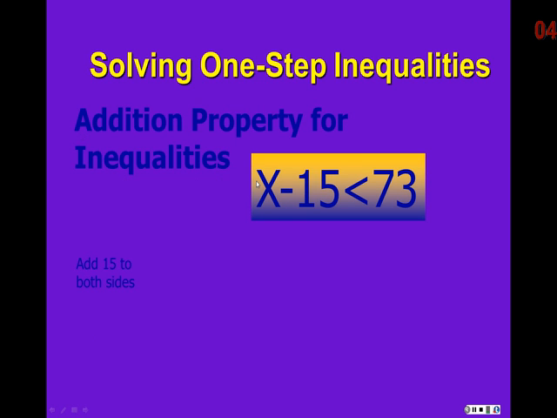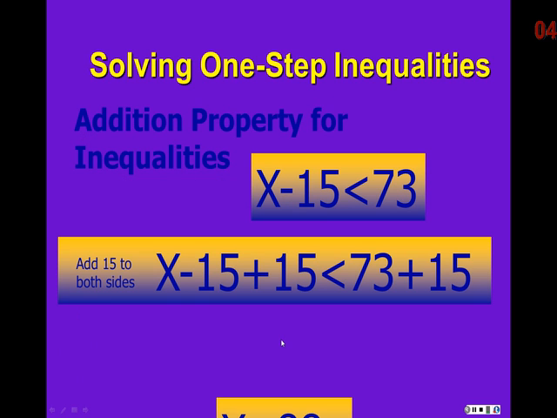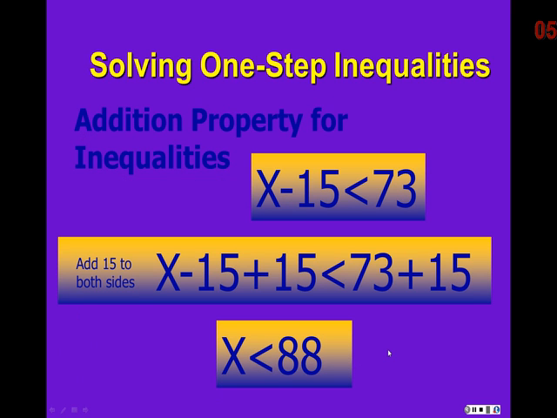for inequalities, if I have x minus 15 is less than 73, what should I do to solve this? I add 15 to both sides so I can isolate x. Do that and tell me what you get. The opposite of subtracting is to add, so I have to add 15 to both sides to find out what x is. So tell me what that would be. 88. So when you do this, you're going to get x is less than 88. Now, that graph is going to look like this.